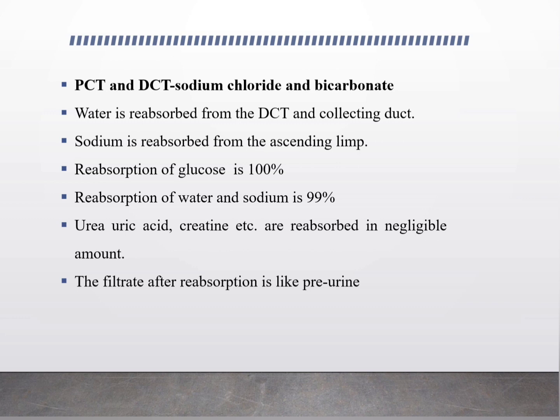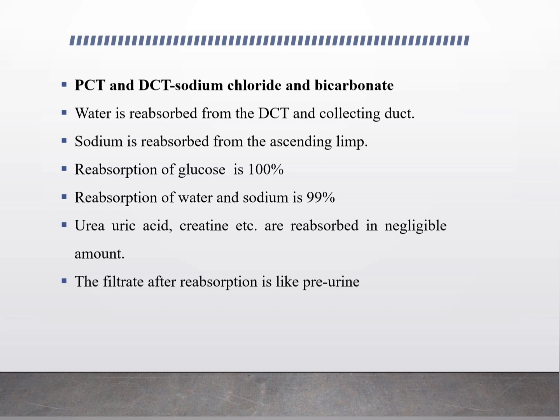And then water is reabsorbed from the distal convoluted tubule and collecting duct. Sodium is also reabsorbed from the ascending limb. In complete reabsorption, 100% of glucose is reabsorbed. Water and sodium are 99% reabsorbed. Other substances, urea, uric acid and creatinine, are reabsorbed in negligible amounts. The filtrate after reabsorption is like pre-urine.